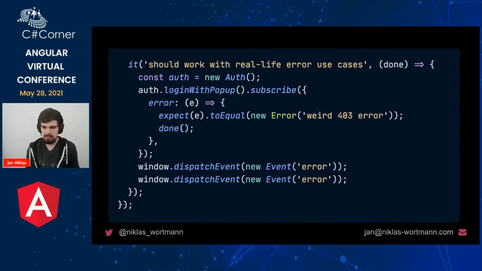And the same even goes for error scenarios, right? So my observable can emit an error, and I can react to an error. What I did here is I subscribed to the error channel, saying in case of an error, I expect the error to be a certain error, and then say, okay, I'm done.